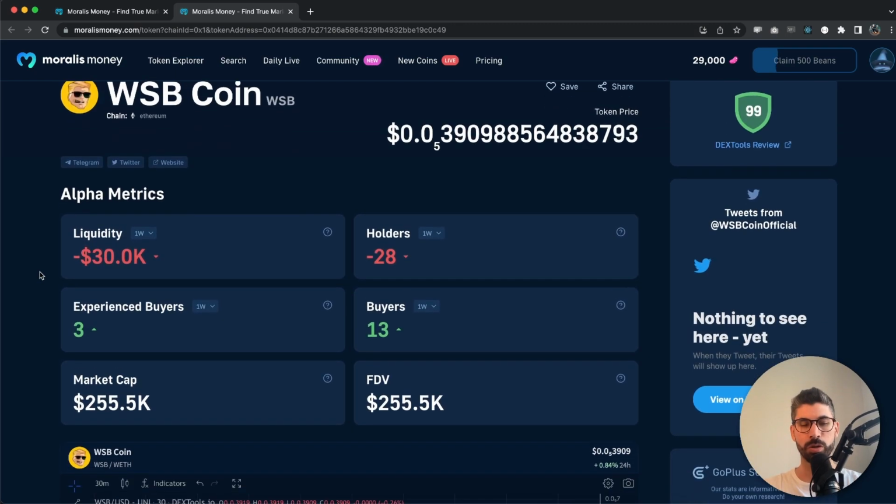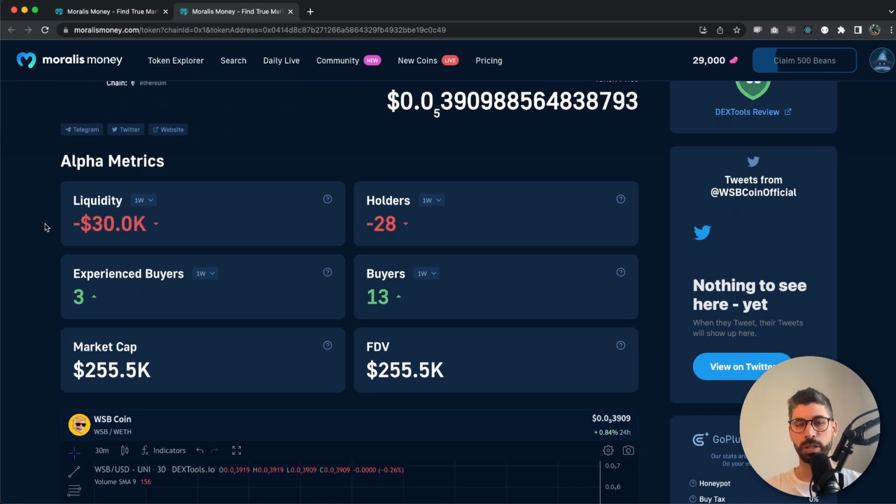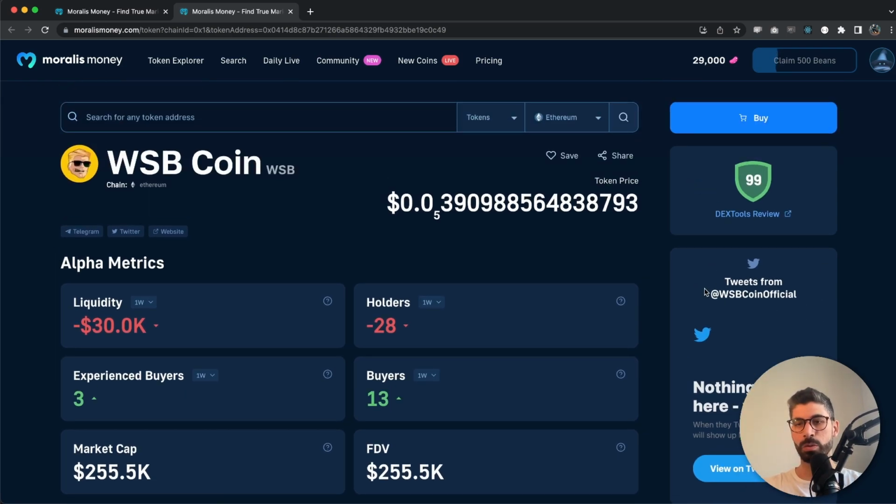For that to happen, we want to see increased buyers and liquidity as well. And we can see that they don't have much on social media.